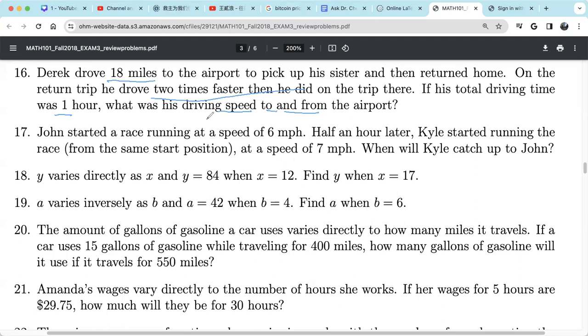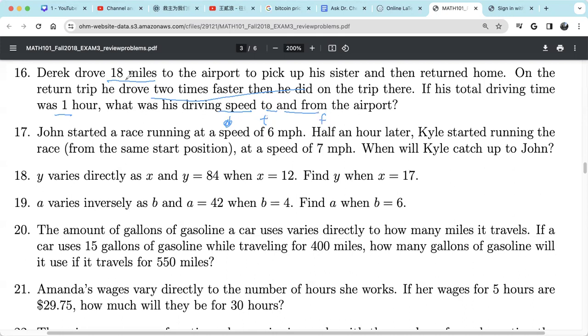Okay, so let's call his speed of driving there D. You can call anything, right? So for his driving speed there I call D, and his from speed, maybe call F. F is the speed from the airport to home, and D means to. No, let's say T. Driving from home to the airport, the speed is T, and the driving home speed is F.